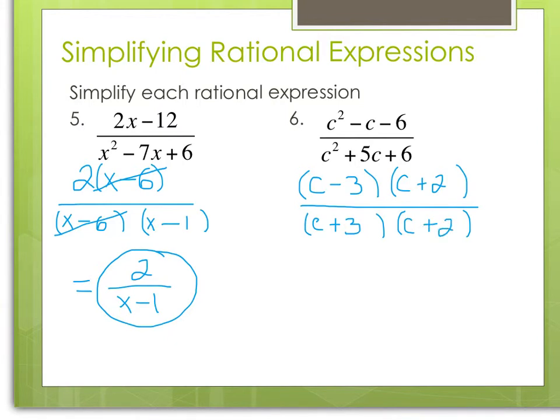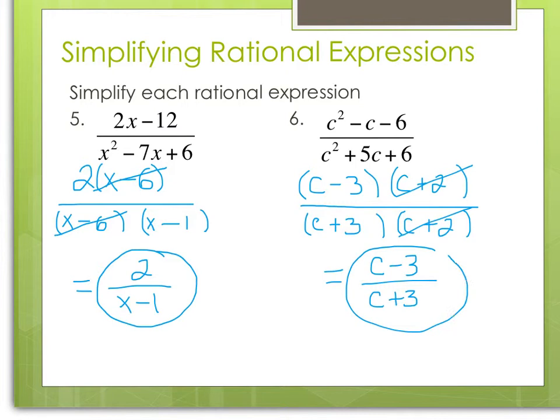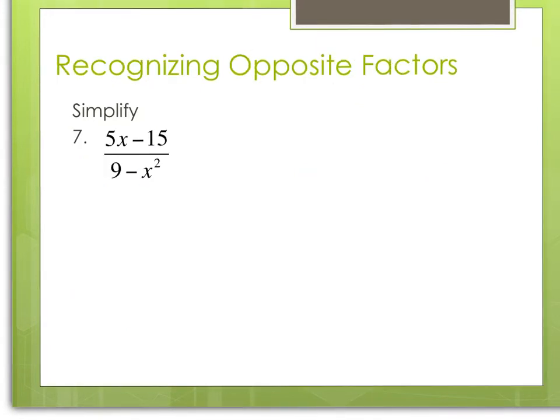Okay, I have a c plus 2, c plus 2. I cannot cancel out my c minus 3 with my c plus 3 because they are different signs. My c's are positive, but my 3's are opposite signs. They do not cancel. So my answer is c minus 3 divided by c plus 3. That's it. All right, let's look at one more example.